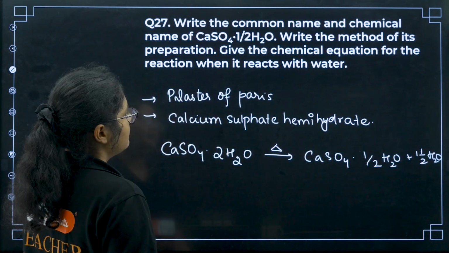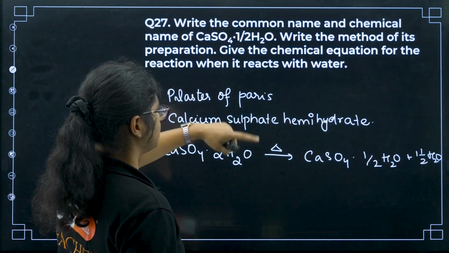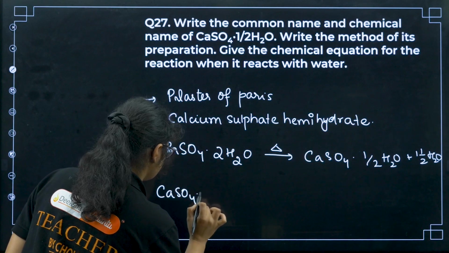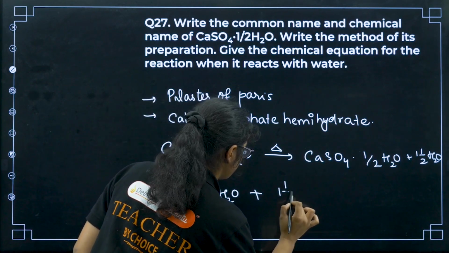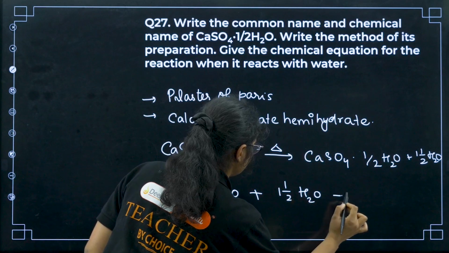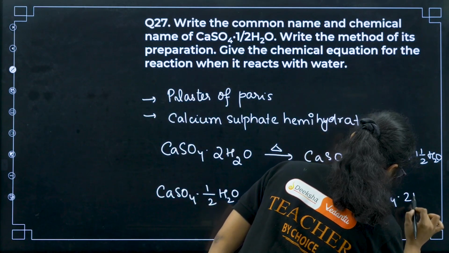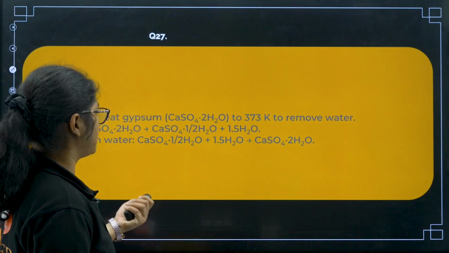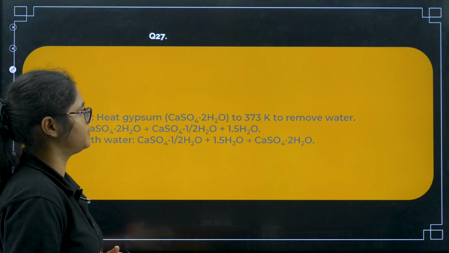Okay, write the method of its preparation. Next, give the chemical equation for the reaction when it reacts with water. So again the reverse reaction will happen. So when you have half water and you treat it with 1/2 water, you will get calcium sulfate dot 2H2O. Okay, so that is here. So this is the reaction. You can see I have already explained.